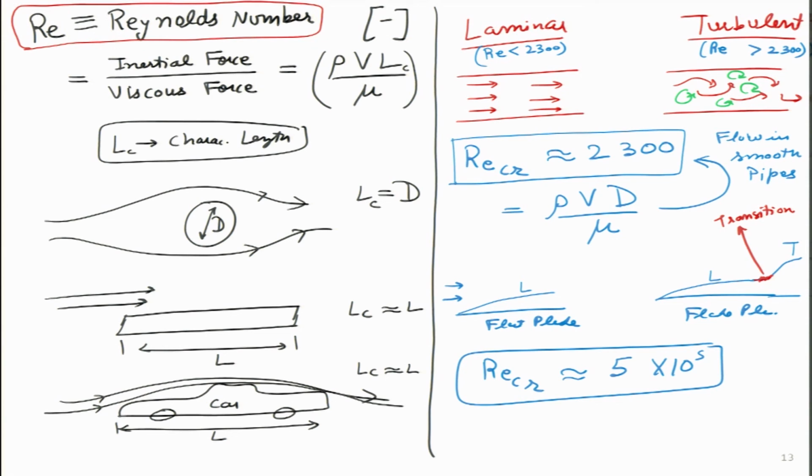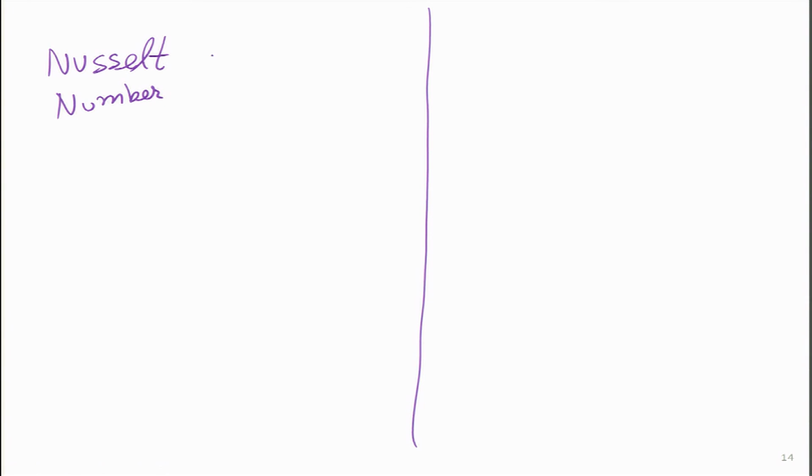Now, let me go ahead to the next slide over here. And maybe define two more parameters before we actually look at the convective heat transfer taking place. So, the first parameter that I want to define is the Nusselt number. This one is named in honor of the scientist Nusselt, and it is given as h L_c by k over here.